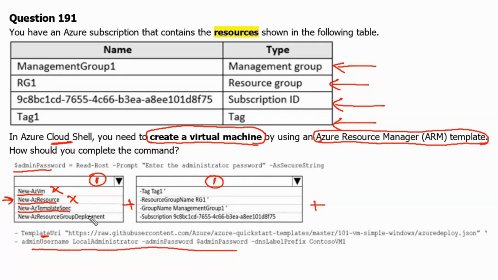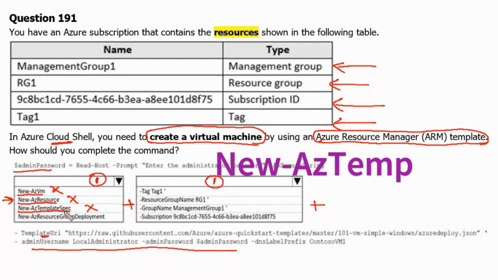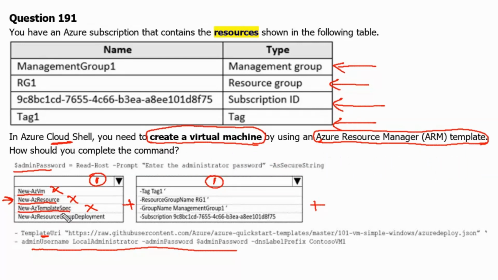Next command is New-AzTemplateSpec. New-AzTemplateSpec creates a new template spec version with the specified ARM template content, which will store the Azure Resource Manager template. Therefore, this command is not used to create a virtual machine.